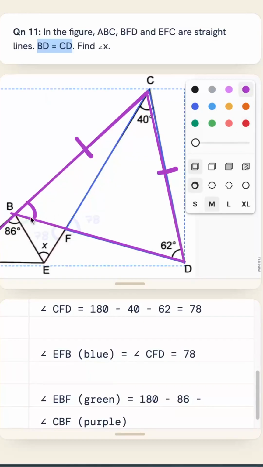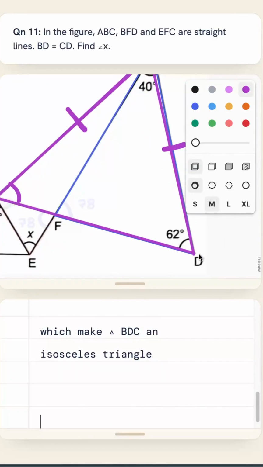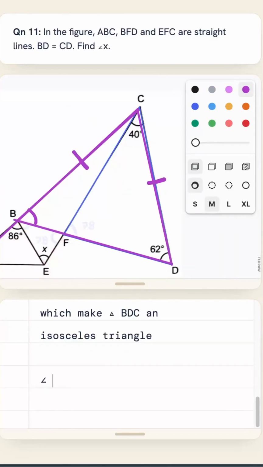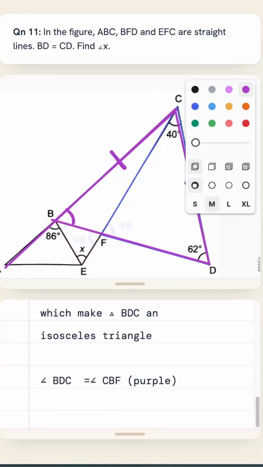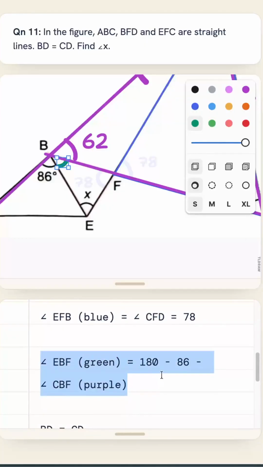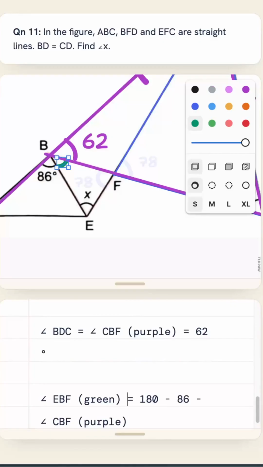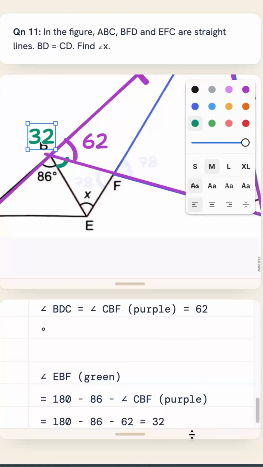So that means, can we get this angle? That makes BDC an isosceles triangle, which means angle BDC is equal to angle CBD, or in this case CBF, which means angle CBF is actually equal to 62 degrees. So now we know this angle is 62, we can find out our green angle. Our green angle will then be equal to 180 minus 86 minus CBF, which in this case is 62 degrees, and that will be equal to 32 degrees.